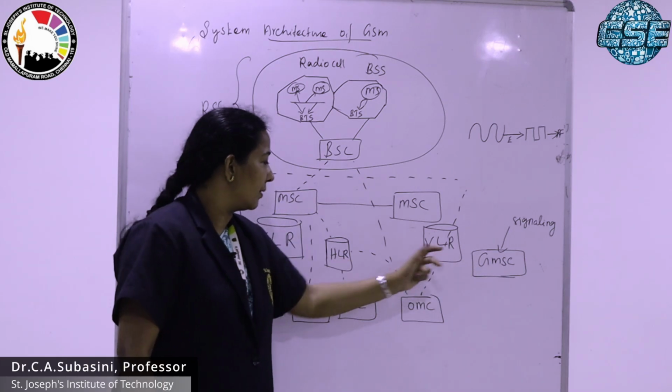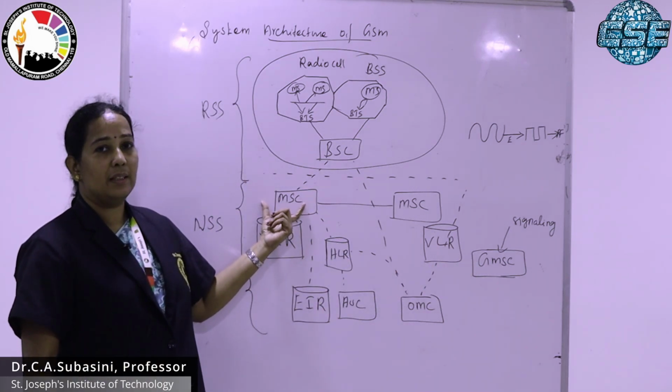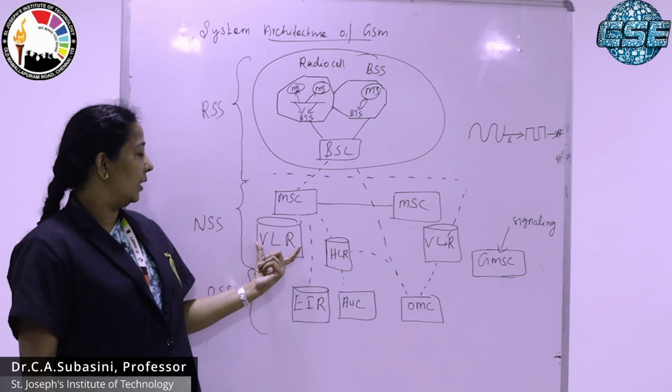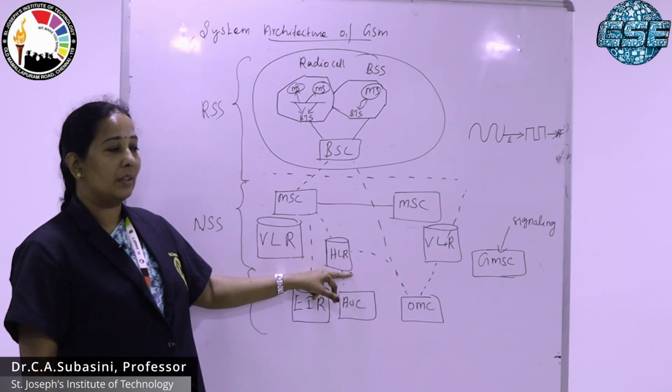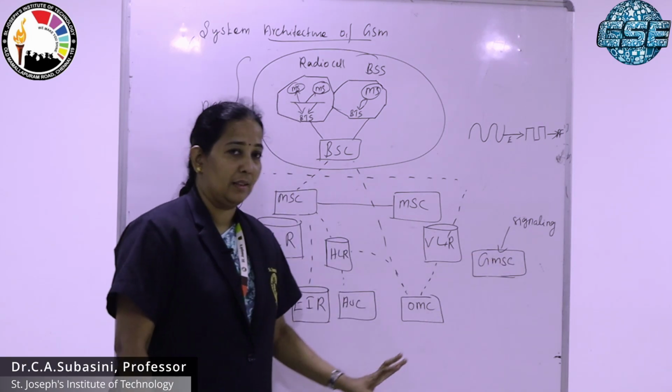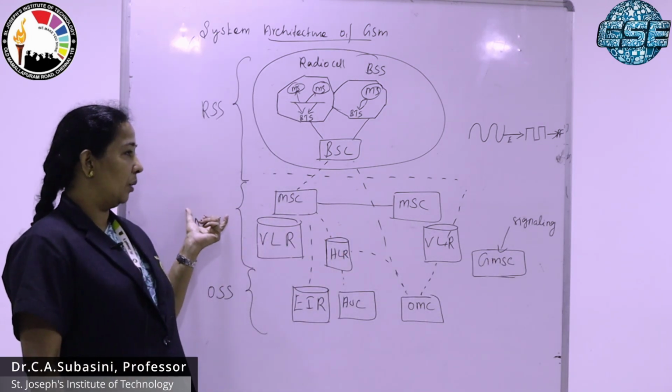Last we have GMSC. The first component is MSC, the mobile switching center. Second, VLR, the visitor location register. HLR is the home location register. Finally we have GMSC, the gateway mobile switching center. So these are the components available in NSS.